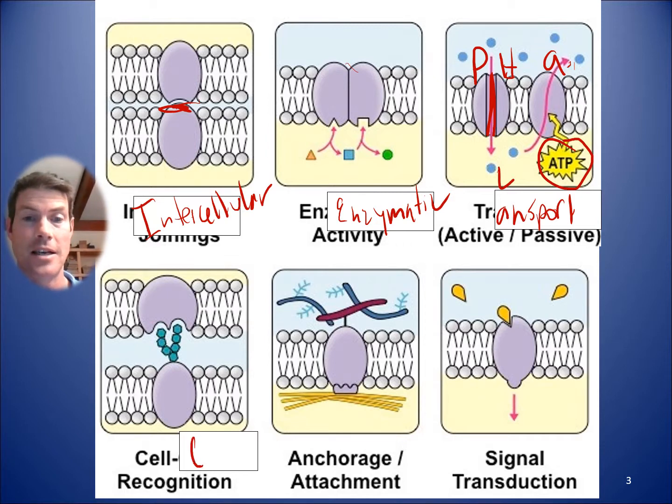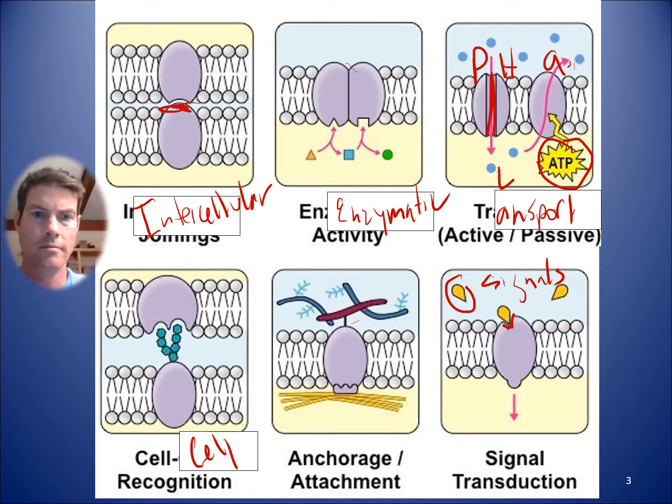Here, cell-to-cell recognition. You see we have anchorage and attachment. And then signals. We talked about earlier, this could be insulin making contact with your cell, and then your cell then accepting, doing some action.